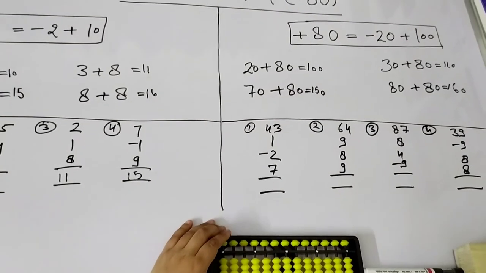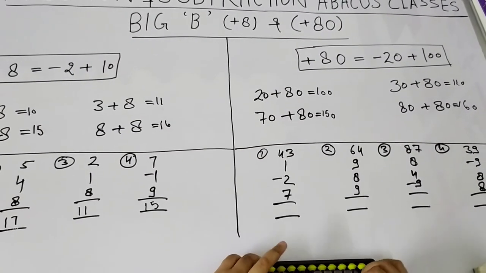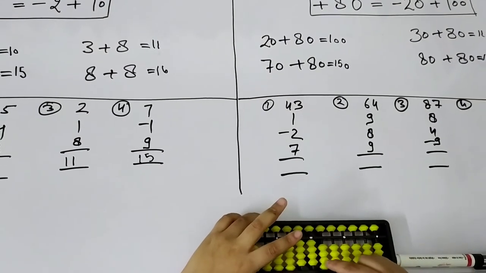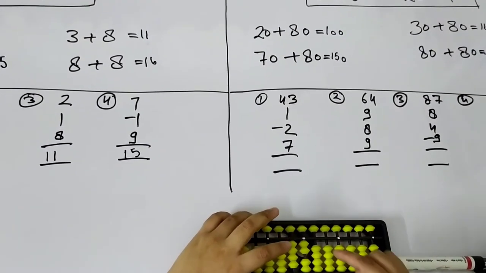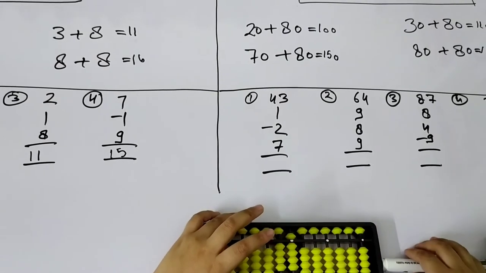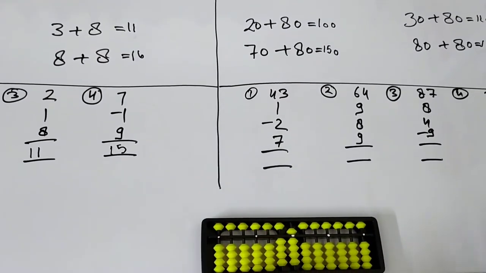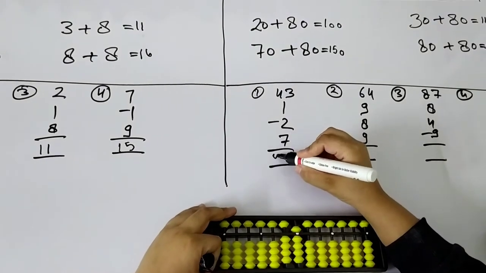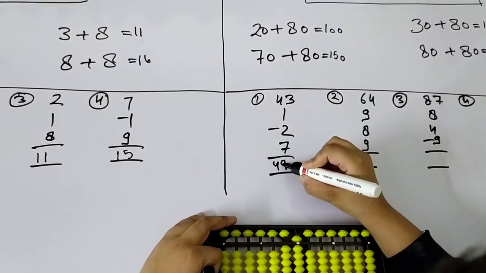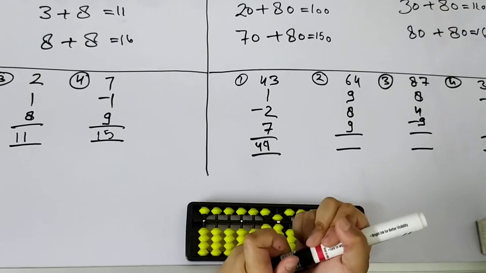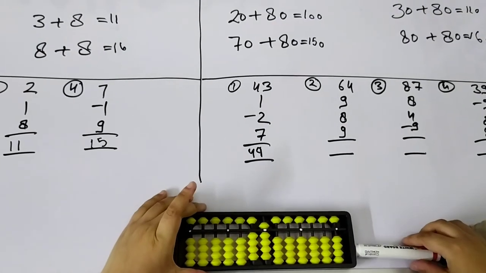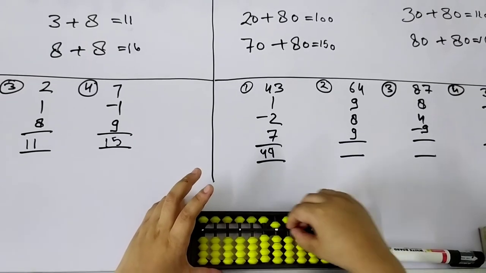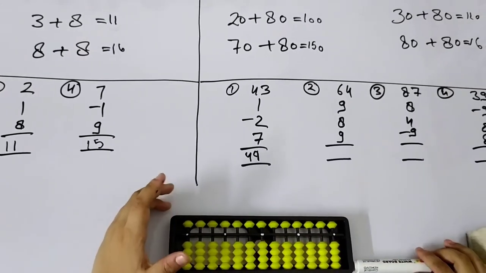The 80 formula one: 43 plus 1 plus 2 and plus 7. We got our answer 49. We'll write here 49. We have written 49.